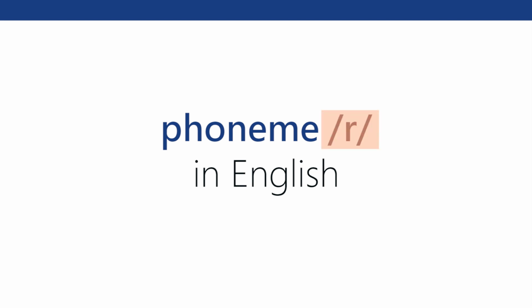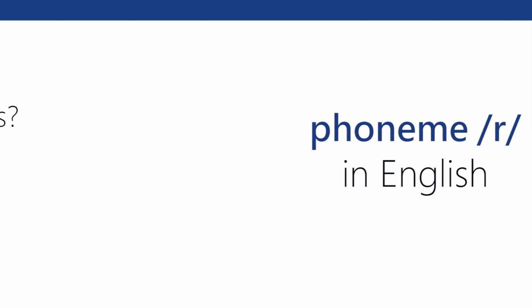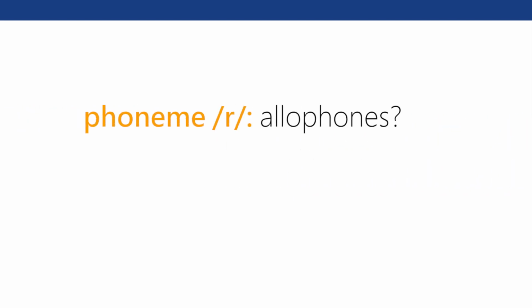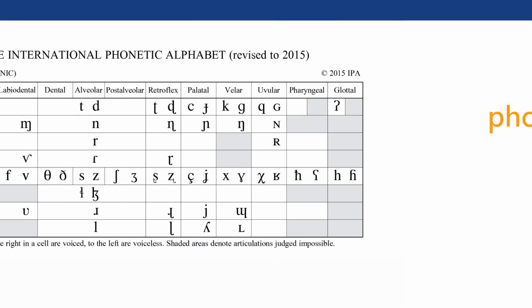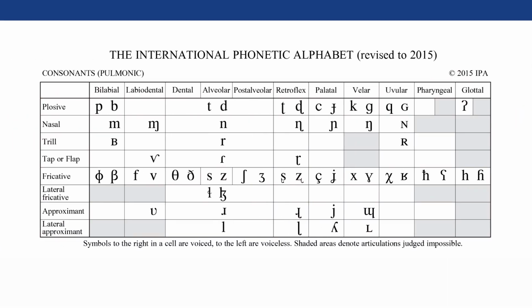This means that this is a phoneme /r/, and it has different allophones in English. So now the question is, what are those allophones? As you can see in the IPA chart, R is an alveolar sound, but we have a bunch of R's. We don't have one R. We have this R, then we have this flap R or tap R, and then we have the upside down R, which is an approximant, which is right above la.